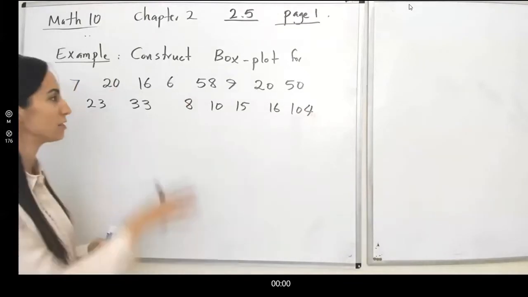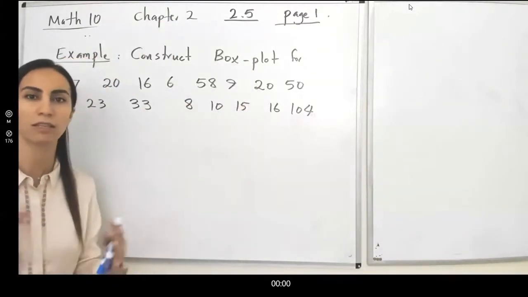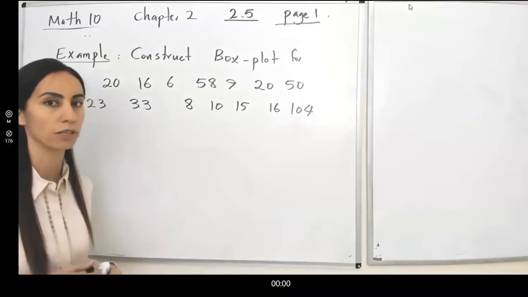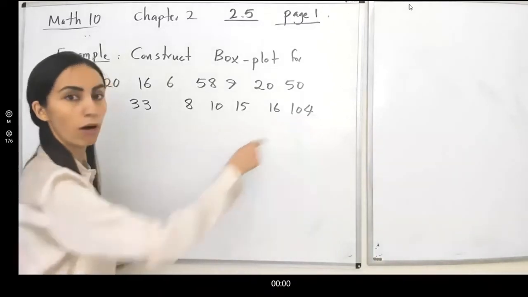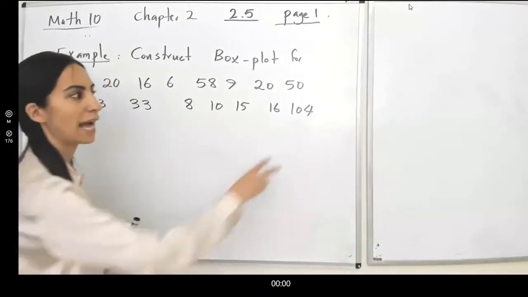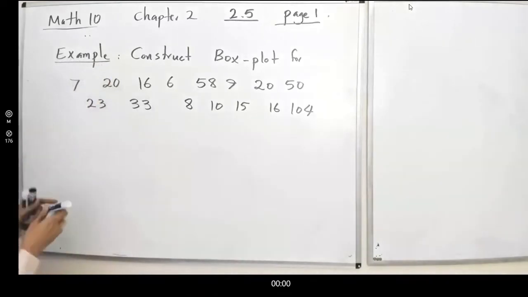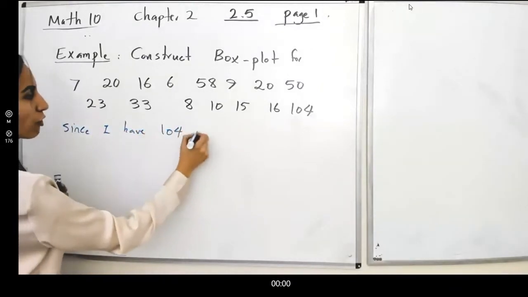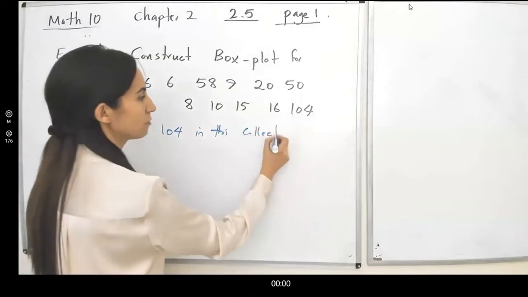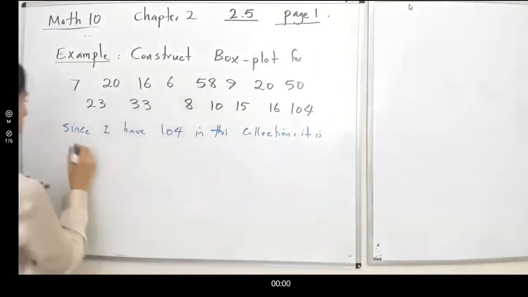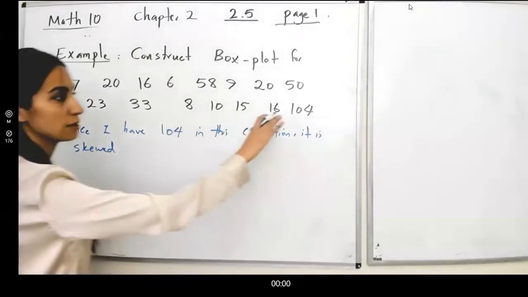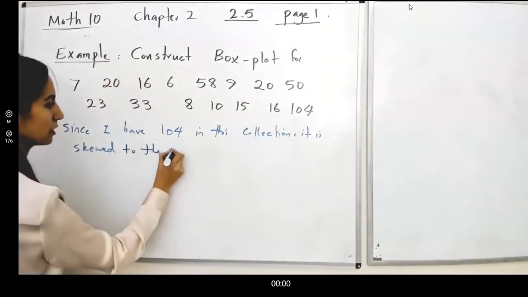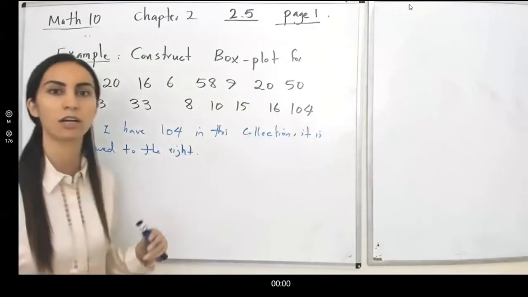Here's your data. Just take a look at these numbers. You can actually see there is an outlier here. What is the outlier? It seems like 104 is an outlier. So the data is skewed. Since I have 104 in this collection, and it is on the right-hand side, it's skewed to the right. Okay, so let us construct our box plot.